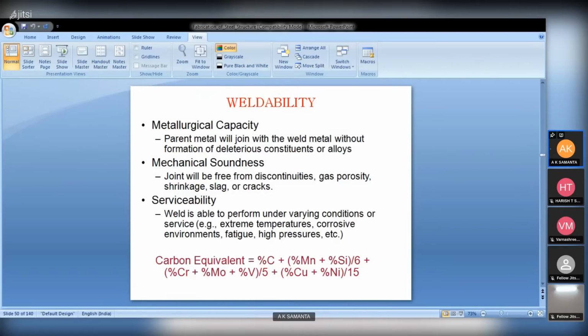But this metallurgist will not be in the picture when the actual fabrication is carried out. Mechanical and civil people will be there. How do mechanical engineers interpret welding? The joint will be free from discontinuity, porosity, slag, or cracks, means any type of defects. After welding, joints should be free of any type of defects. What the defects of welding are, we will go through after a few slides.